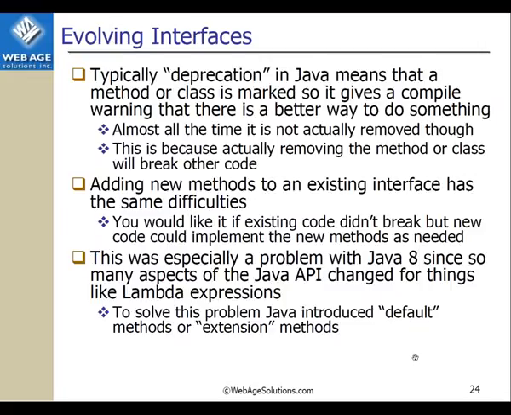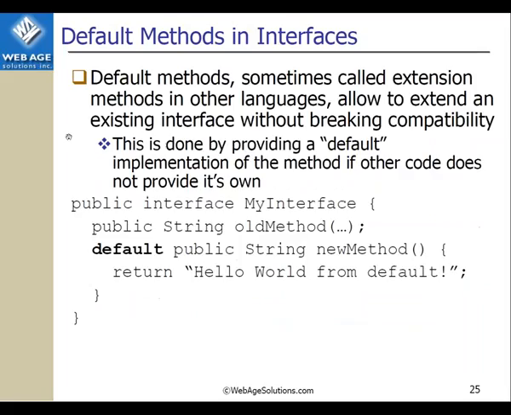So to solve this particular problem, and not only for the stuff they were introducing in Java 8, but stuff that you can introduce as well in your own Java interfaces, they introduced something called default methods. Sometimes you might hear these referred to as extension methods. The idea is we're taking an existing interface and adding something to it as an extension, extending an existing interface without breaking compatibility.